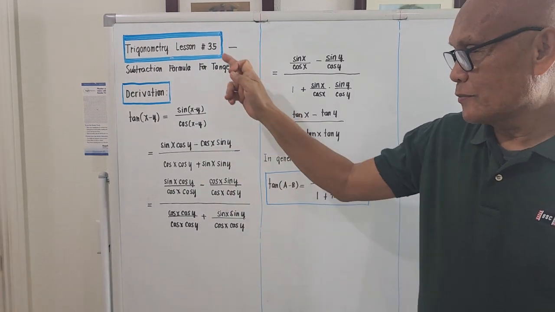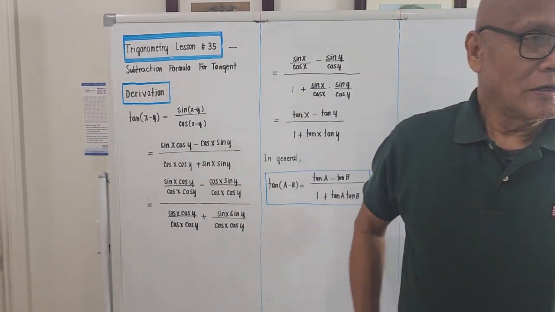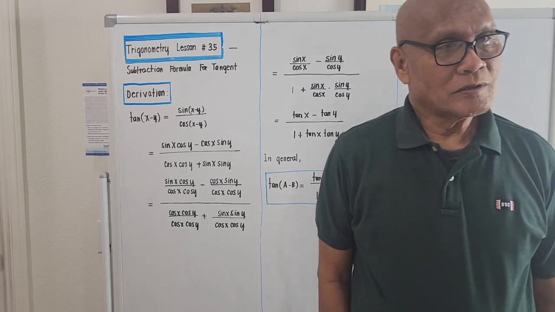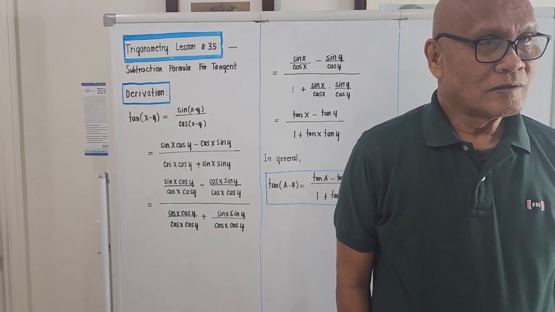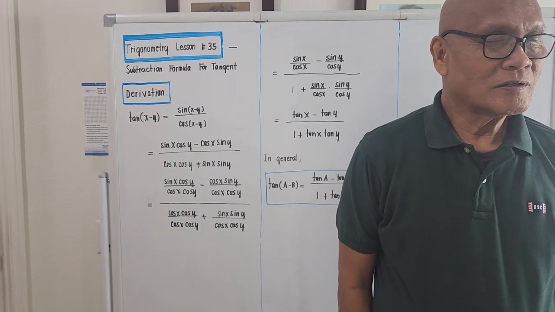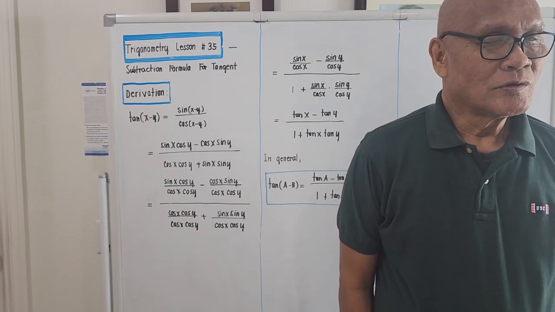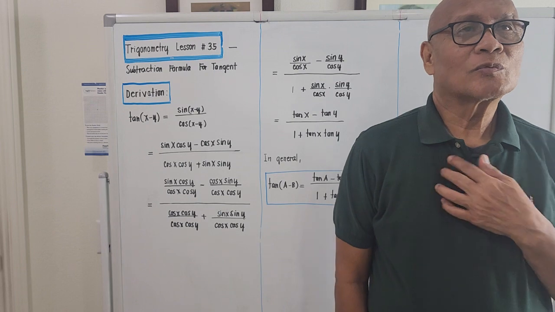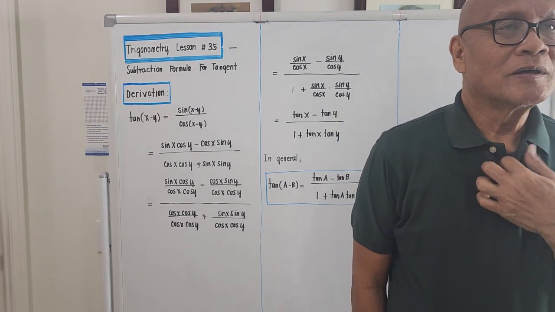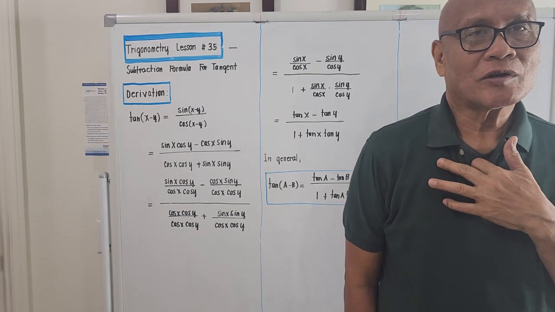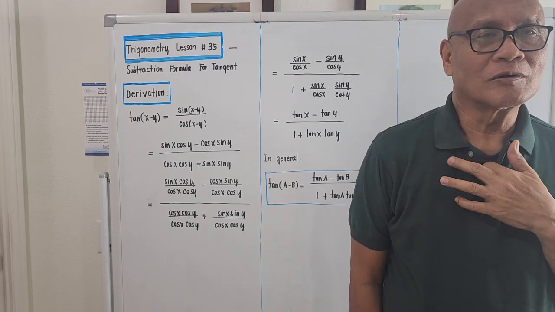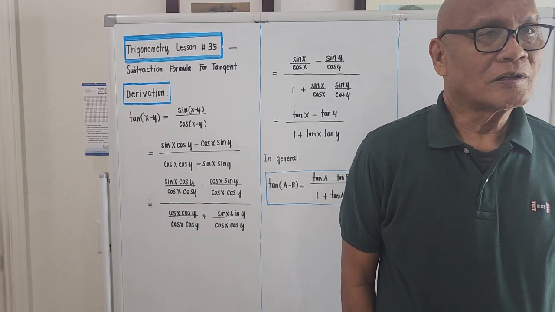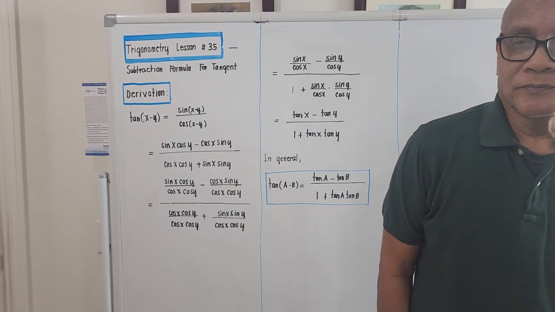Okay, my topic for this morning will be a continuation of my subject matter, trigonometry, and we are now on lesson number 35. It's getting interesting because we are now through with the sine and cosine functions, that is the sum and difference. So for this morning, we'll try to derive the so-called subtraction formula for tangent. It's another variation of an identity that involves tangent. Okay, let's proceed.